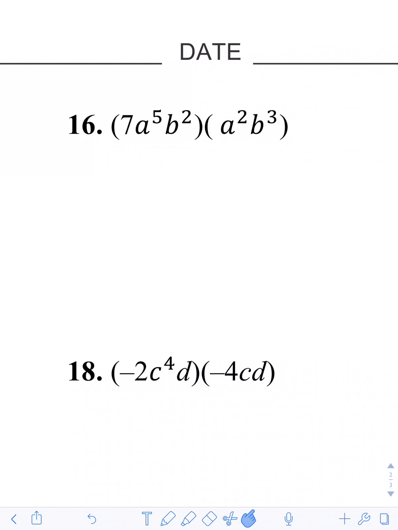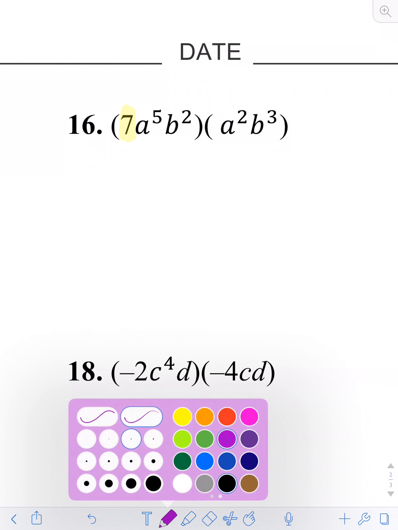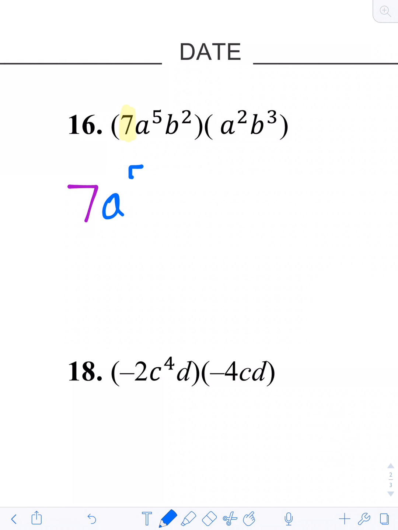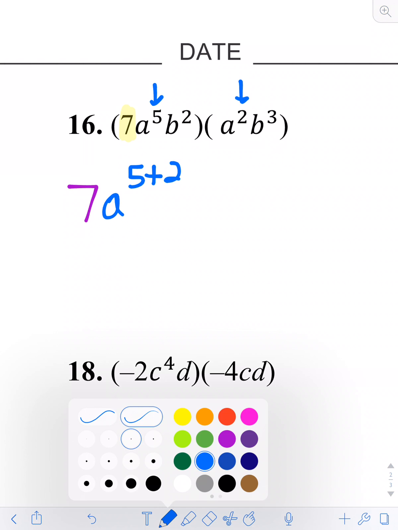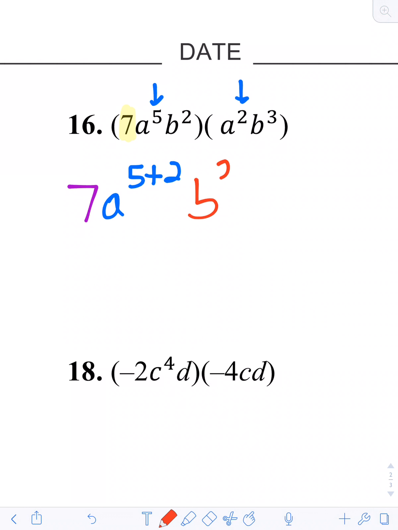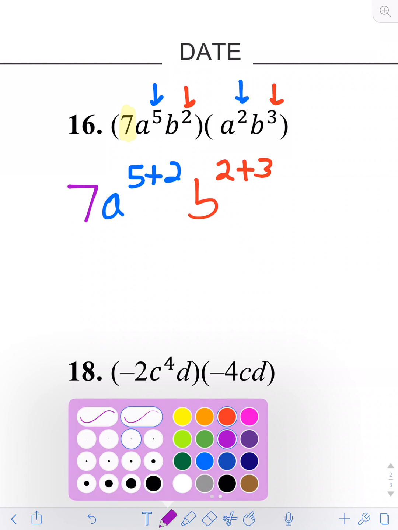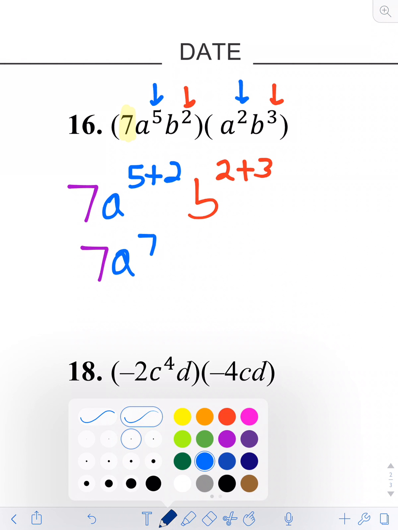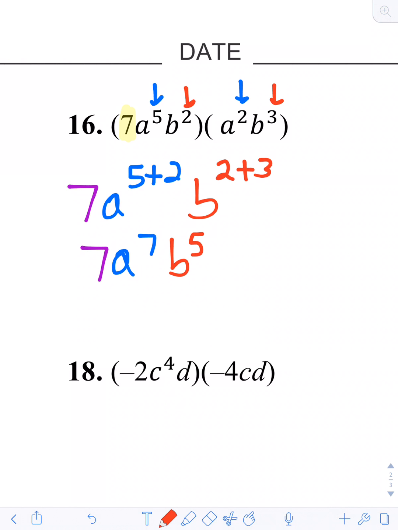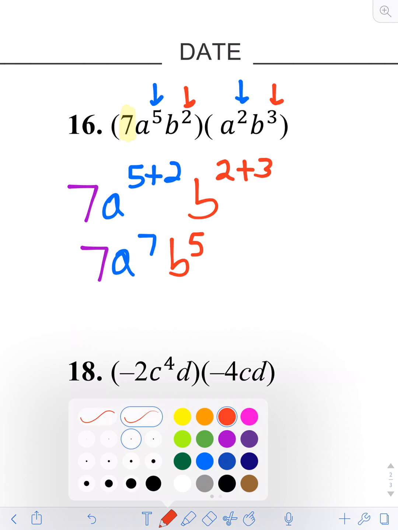All right. And again, like I said, if I go too fast, you can always slow this down. So here, you just have a 7. So that's my first number I'm going to put here, 7. And then we're just going to go variable by variable. So I have a. My exponents are 5 and 2. And then my other one is b, and we have 2 plus 3. So again, you're just looking at your exponents, 2 and 3. When you multiply, you add them. So I'm going to simplify this: 7, and then a, 5 plus 2 is 7, and then b, 2 plus 3 is 5. And that is your final answer.